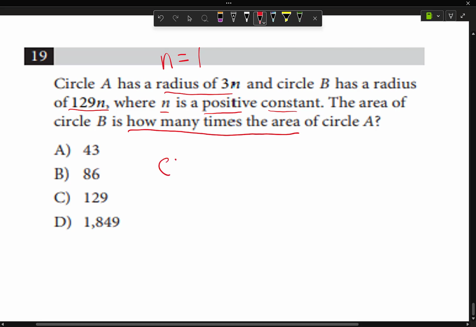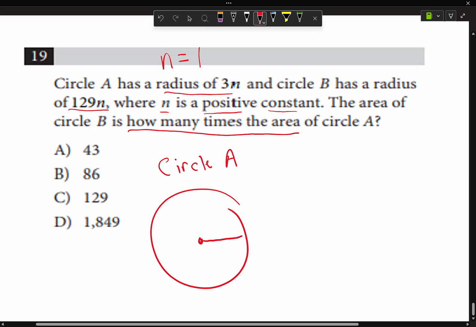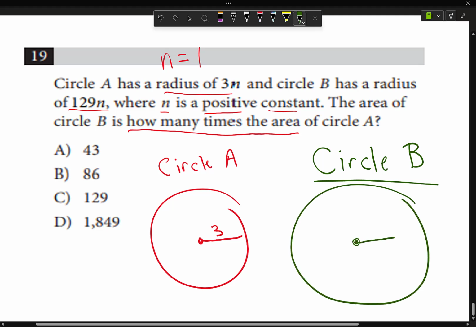So if n equals 1, that means the radius for circle A is just 3 times n, and 3 times n is just 3. And then the radius for circle B, obviously not drawn to scale, is much bigger. It's 129 times 1, which is 129. Now, what you might be tempted to do is take 129 and divide it by 3, but that would be comparing the radii of the two circles. They want us to compare the area of the two circles.